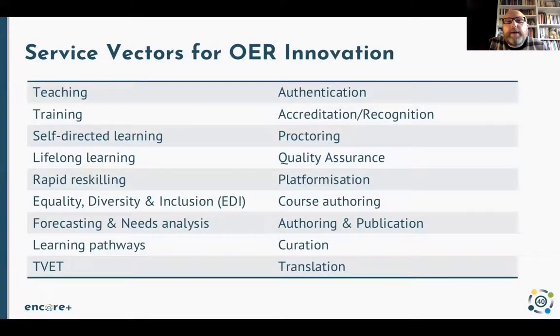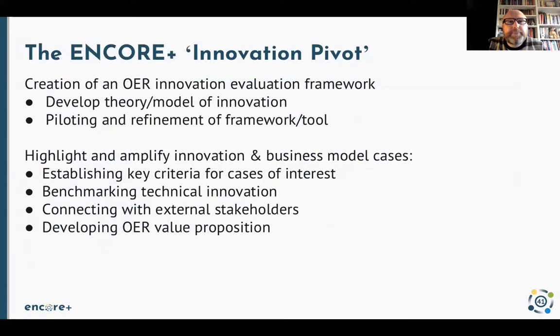And so thinking about what that means in practice, there are new markets emerging around things like authentication of learning, recognition, which I mentioned earlier, proctoring examinations and assessment generally, quality assurance, platformization, and so on. So we're interested in exploring these new opportunities for working across business and education and supporting that kind of innovation.